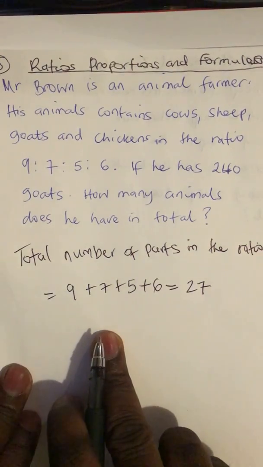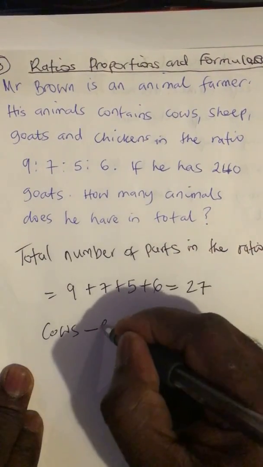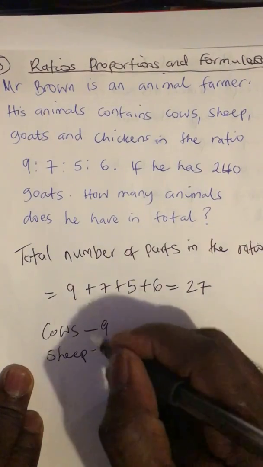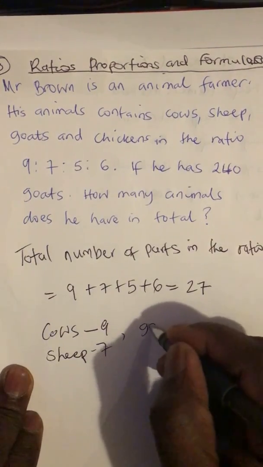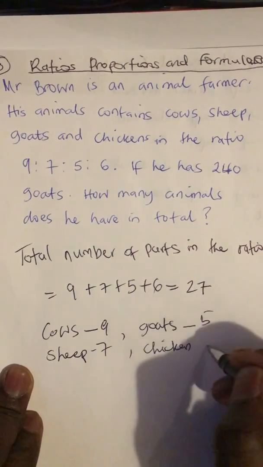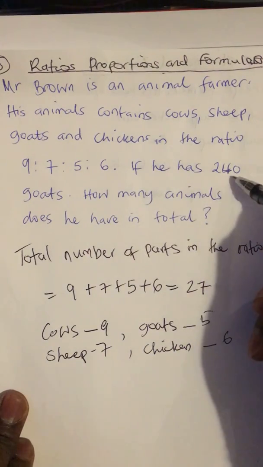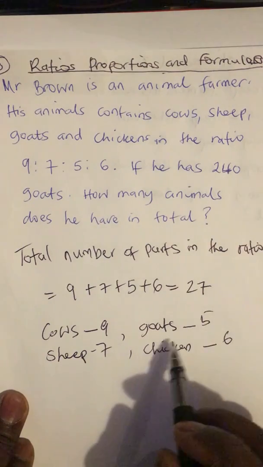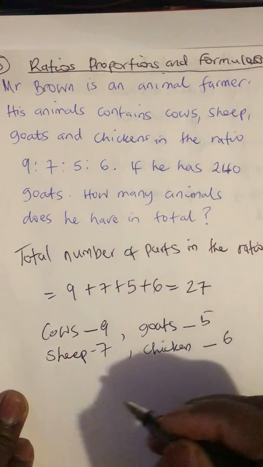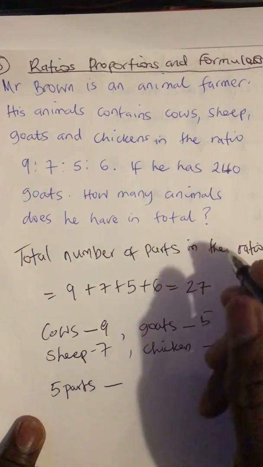So the next thing is what we do. Cows have 9 parts, sheep have 7 parts, goats have 5 parts, and chicken have 6 parts. So they tell us that the 5 parts of goats has 240. The 5 parts has 240 goats. So from there, 5 parts is equivalent to 240 goats.